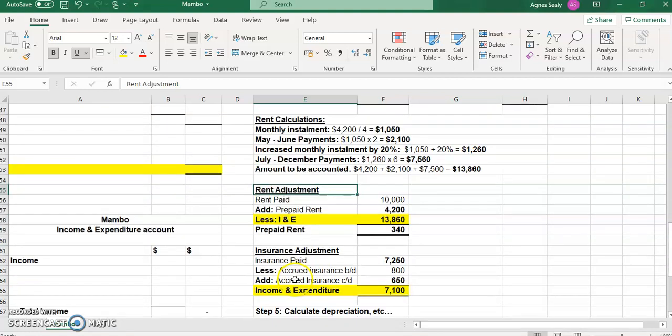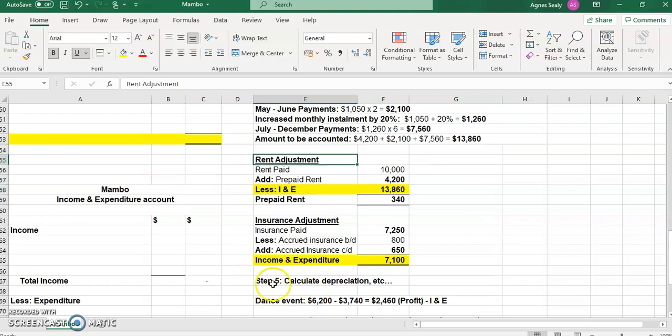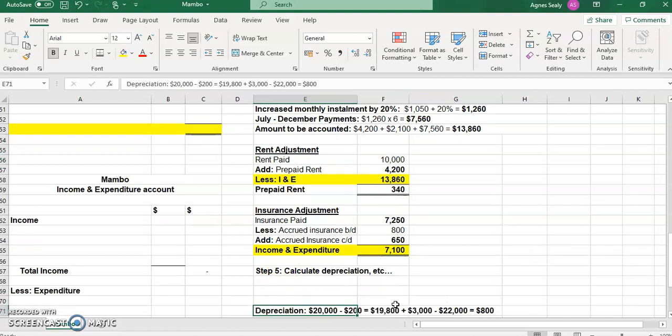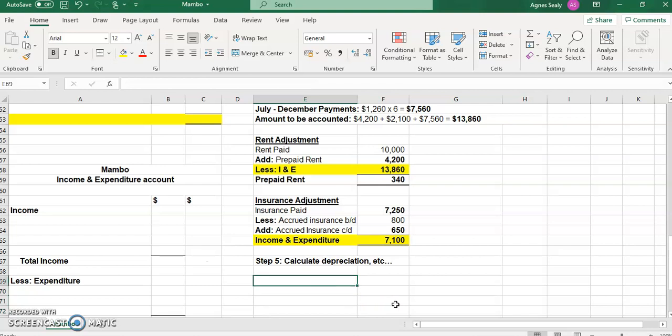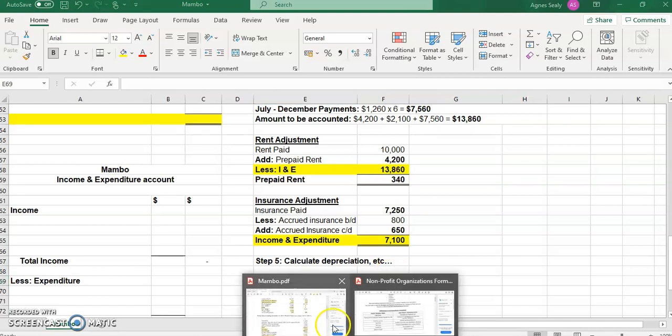So now we move on to step 5. In our step 5, we usually calculate things like allowance for doubtful debts, depreciation, and any other thing that needs to be calculated. So that's what we are going to be doing at this stage. So let's look at calculating our depreciation and any other thing that needs to be calculated. So let's go back to the question.